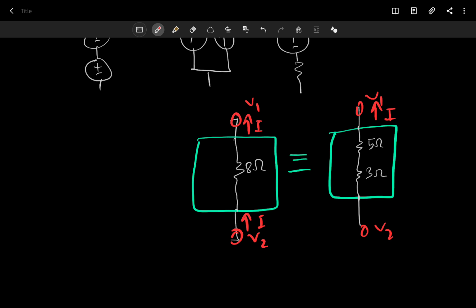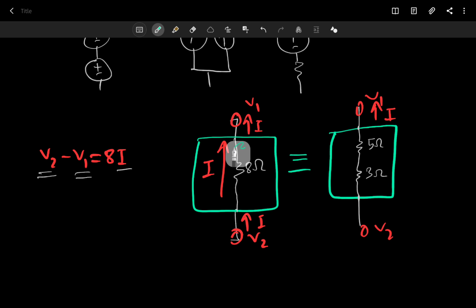We can apply Ohm's law here on the left. Basically you have one current I going through the whole resistor. So you can just write V2 minus V1 equals 8I, following the passive sign convention. So this is the relationship between the terminal voltages and the terminal current. Okay? And what about the circuit on the right?